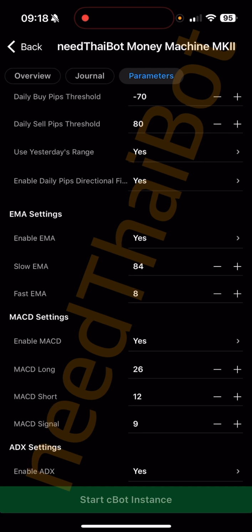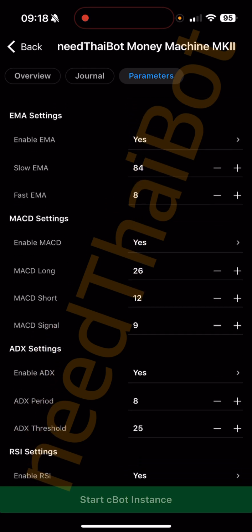And we have the EMA setting. Here you can play around with the slow EMA and fast EMA. You can swap between the two and put in any numbers. My default setting is 84 and 8, or you can put slow as 8 and fast as 84. That will change how the bot analyzes the market to decide the direction, buy or sell, so this changes how the bot reacts to the market.